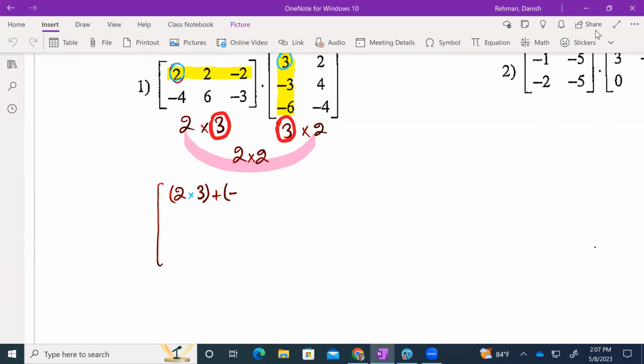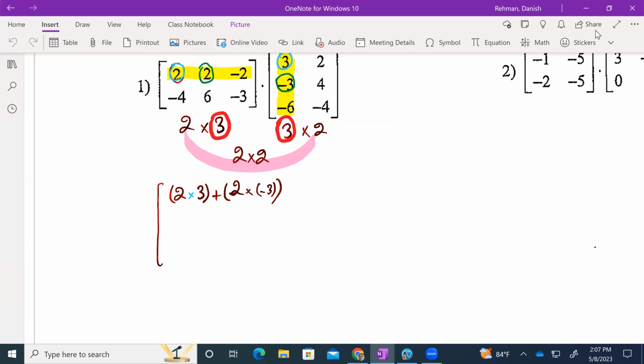2 times -3. What happens here? I will highlight both by a green circle. I multiply the second element in the row with the second element in the column. That's what I did.